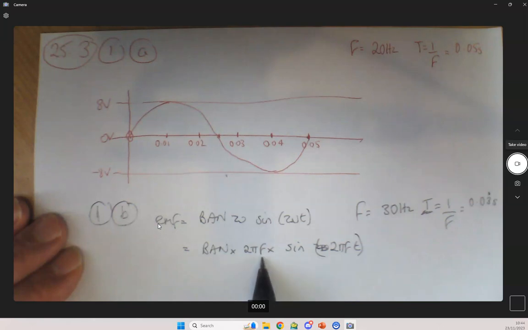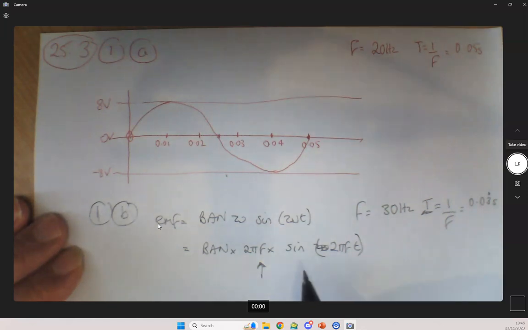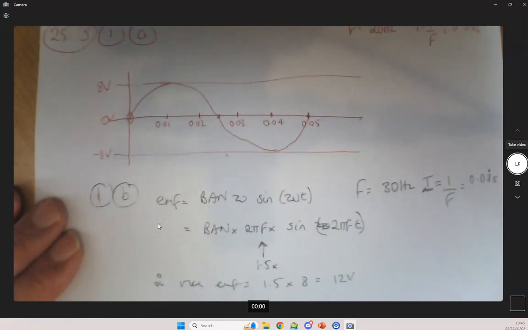So if I look at this, we've increased the frequency from 20 to 30 hertz. So we've gone up by 50%. So we've got 1.5 times the frequency there. So previously my maximum EMF was 8 volts. So therefore my max EMF now is going to be 1.5 times 8, which is going to be 12 volts. Move it up so you can see it. So what we've actually got then is we now know where our max is. We now know where our peaks are, and we now know what our time looks like.